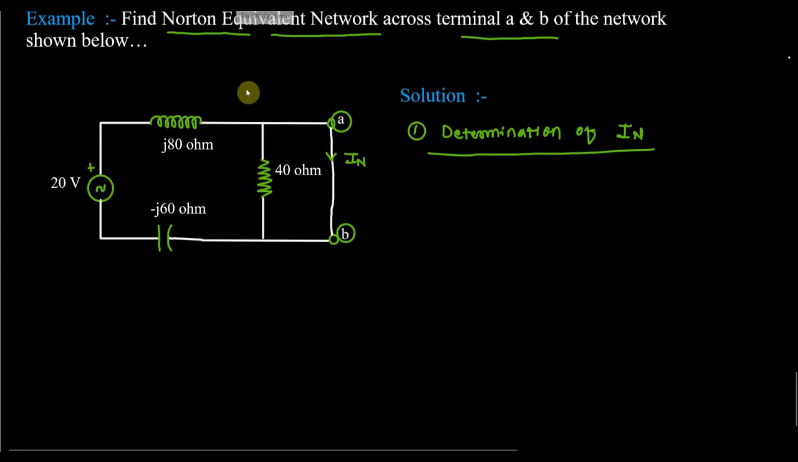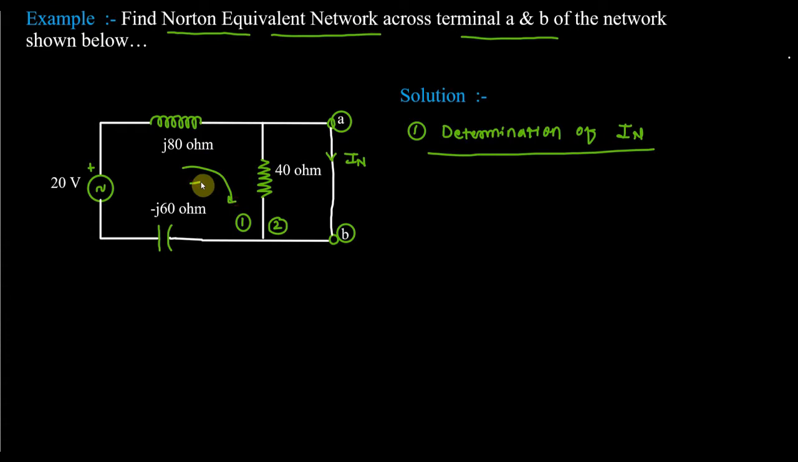We have studied how to apply mesh analysis. In the first step, we short circuit the terminal AB and mark the current IN through that short circuit. That will give you the value of the Norton current source. Now apply mesh analysis. There are two meshes: this is the first mesh, and this is the second mesh. Assume the current here is I1 and here is I2. The current I2 is the same as IN.